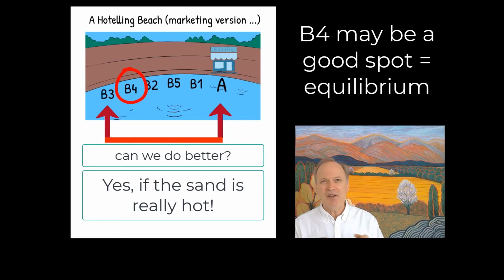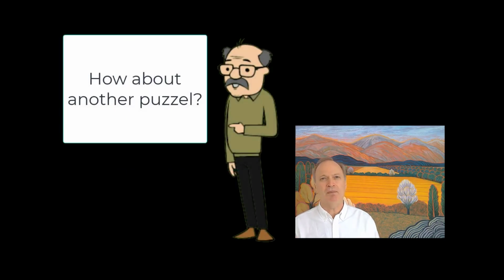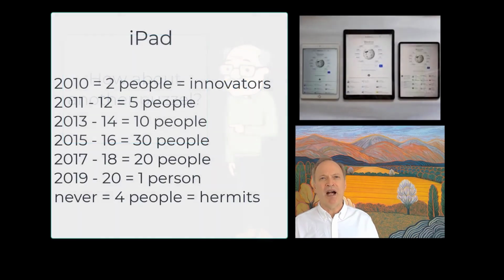Given the variance of answers on that first puzzle, let me now give you a second puzzle. The second puzzle is a price beach. You ask a group of 30 people, when did you first buy your first iPad? And you say, who bought it in 2010 when it first came out? And you'll get 2 or 3 people to raise their hands. Let's call those the innovators, the beginning of the life cycle curve.